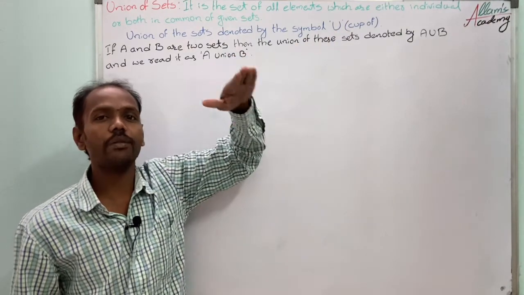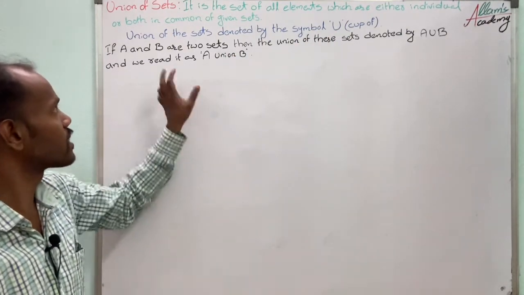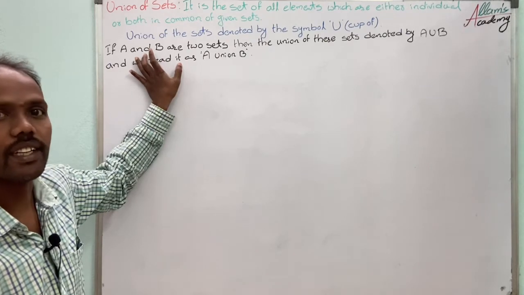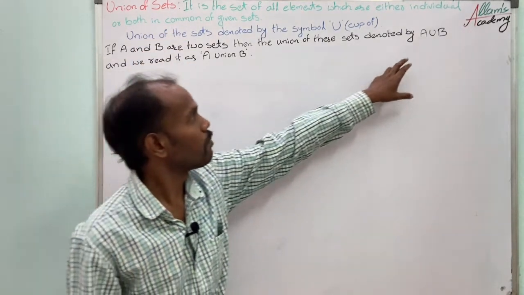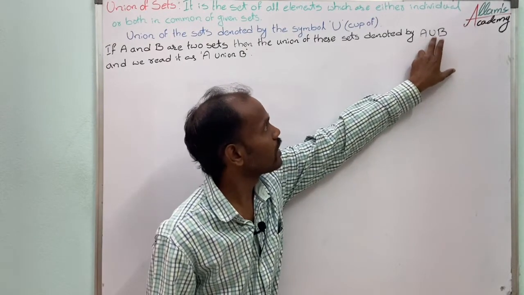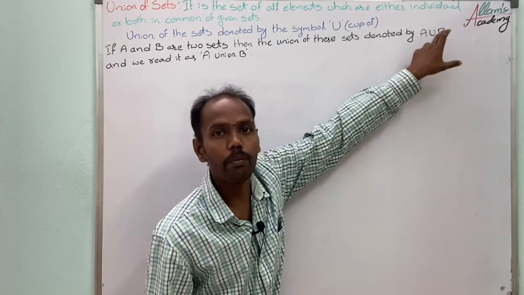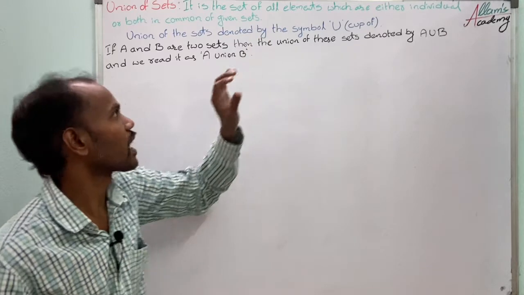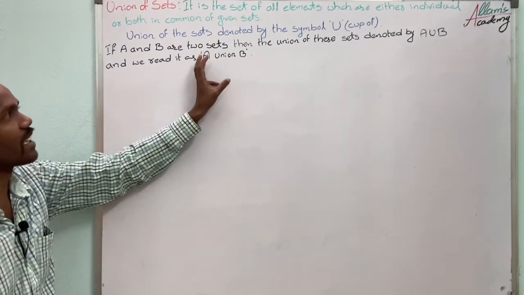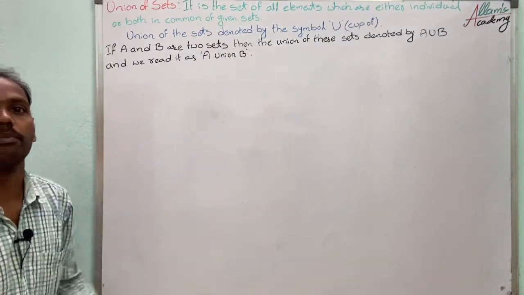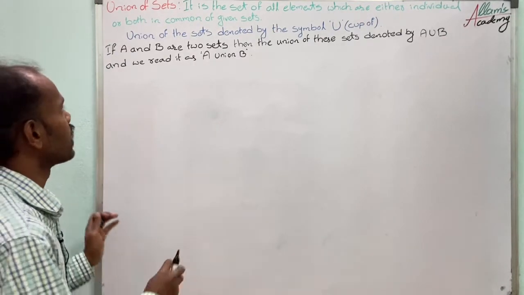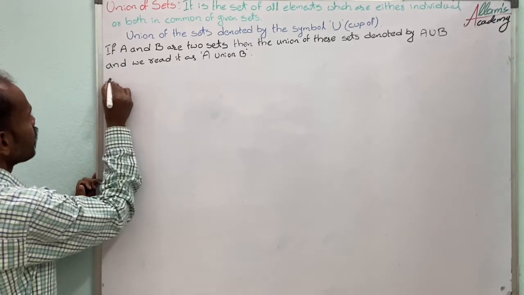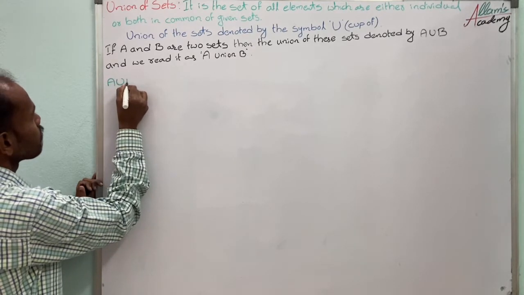If A and B are any two sets, the union of sets is denoted by A ∪ B, and we read it as A union B. Now we see the set builder form of A union B.